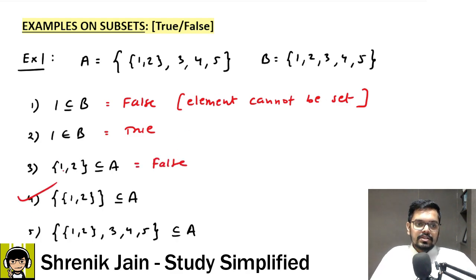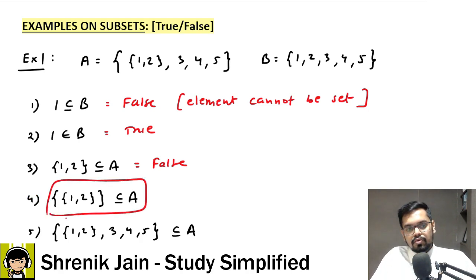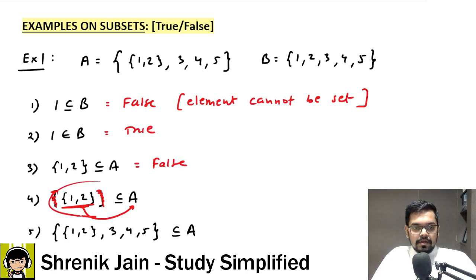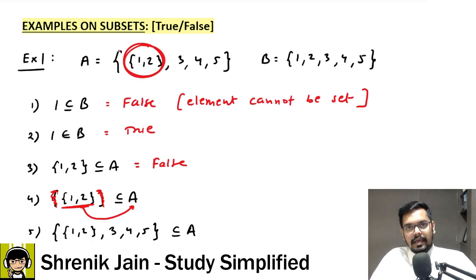Now, it would be very much clear if I solve question number 4. See carefully, you tell me whether this is true or false. They are asking about the subset. What I told you: remove the external curly bracket only one time, and then check whether this element is present in set A or not. If yes, then whatever they are saying is true. If not, then it is false. So definitely set {1, 2} is present in A. So this is true.